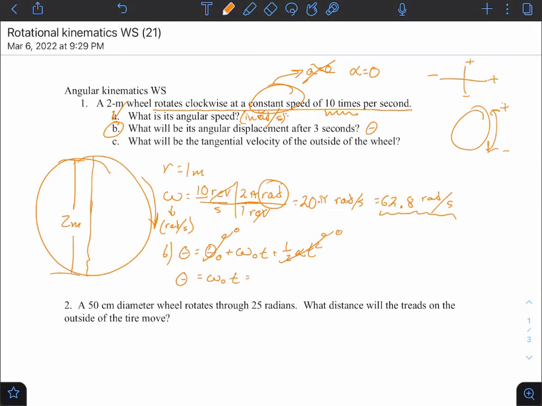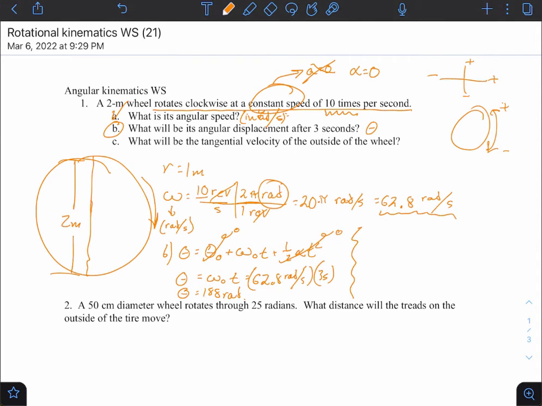We know the angular velocity is 62.8 radians per second. And we know that the time is 3 seconds. And our angular displacement is going to be 62.8 times 3, which is 188 radians. I hope. I haven't checked my answers, so if I made a mistake, or if our answers disagree, there's a possibility that I'm the one that made the mistake, and if that's the case, just let me know.